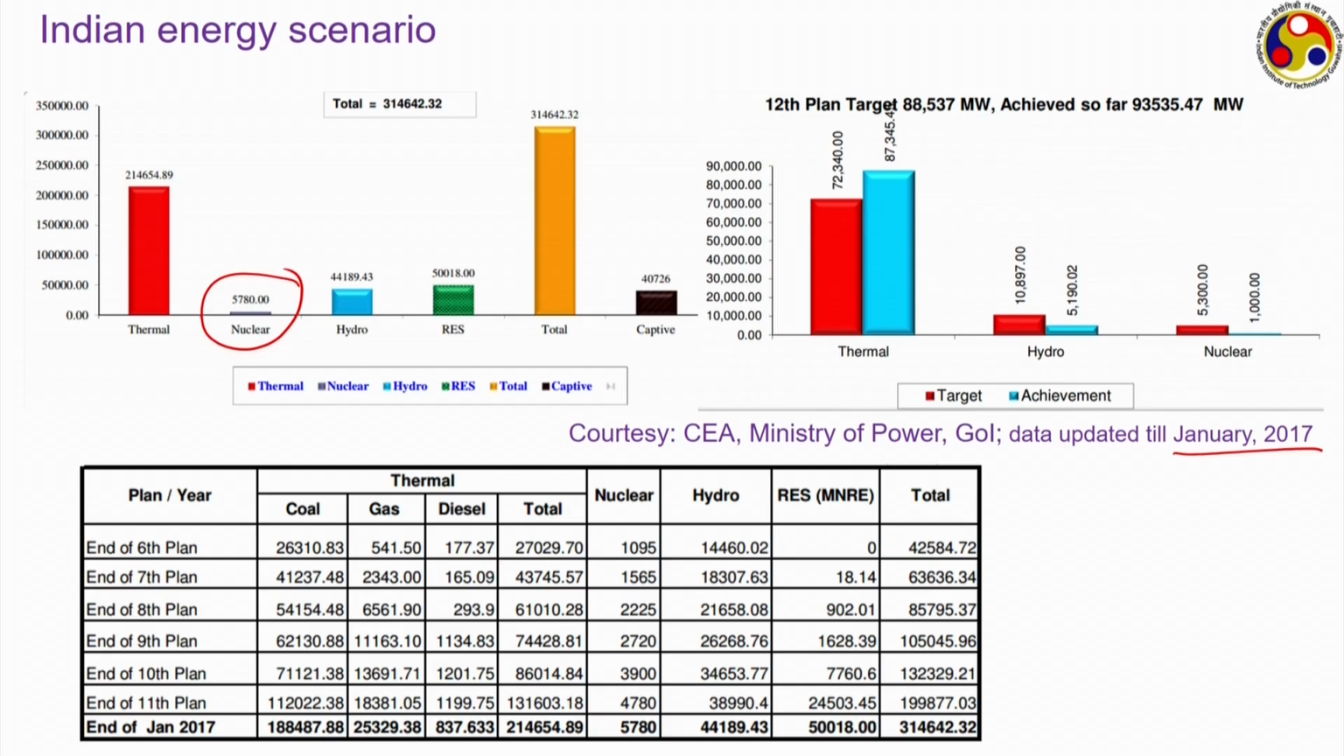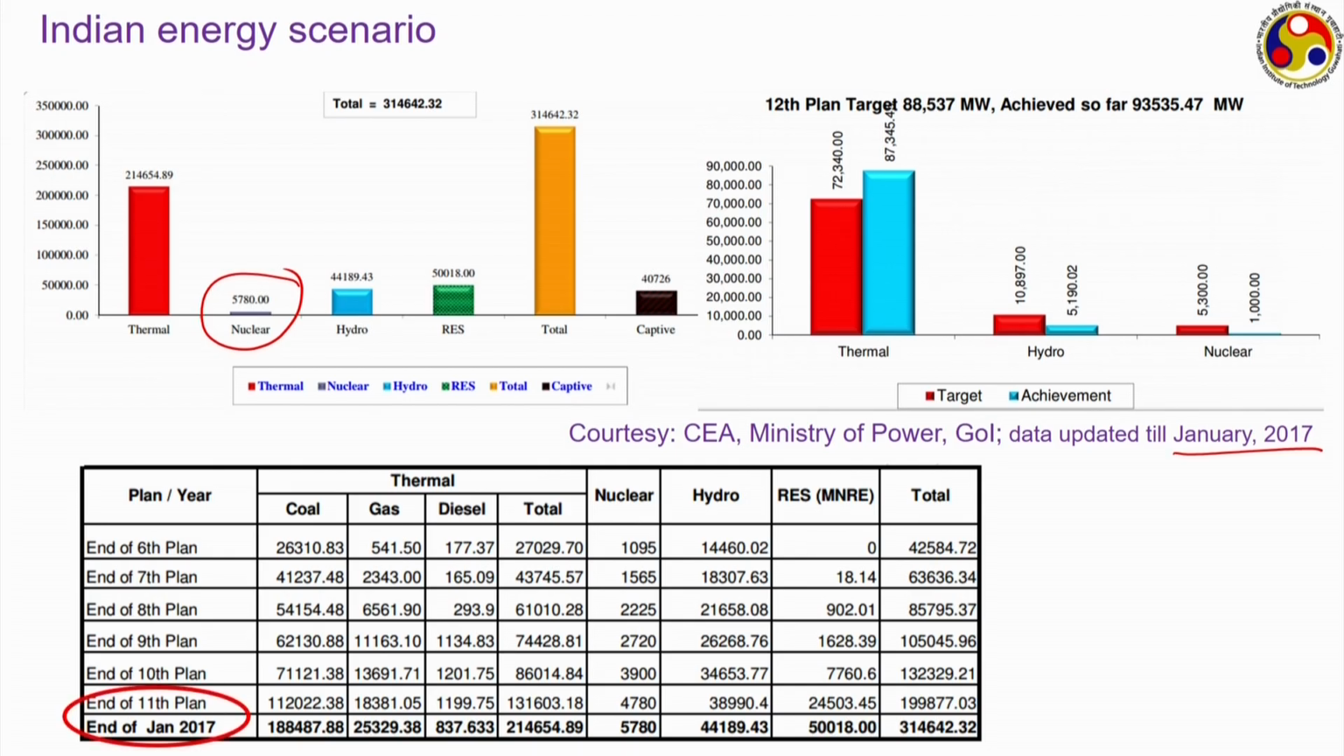But for that, I would like to again draw your attention to these next figures, where I have shown the year-wise increase in production from different sources over different 5-year plans. If you see the numbers at the end of the 11th plan and till January 2017, the increase in nuclear, while it is only about 1000 megawatt, is actually quite small in magnitude compared to others.